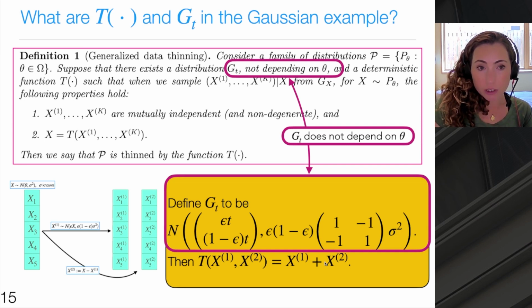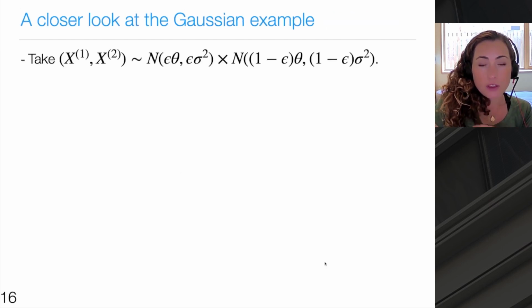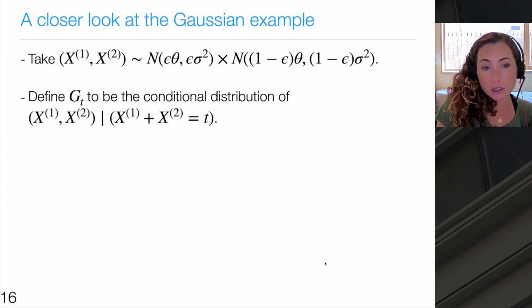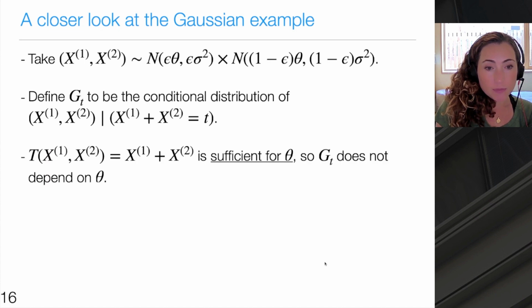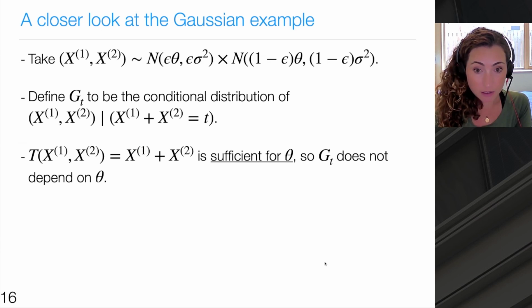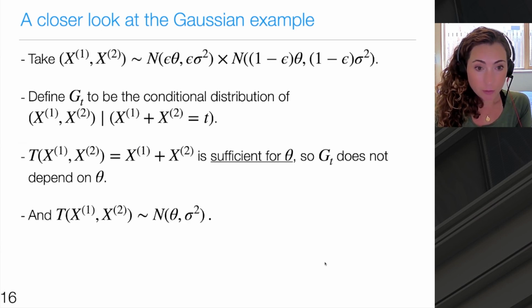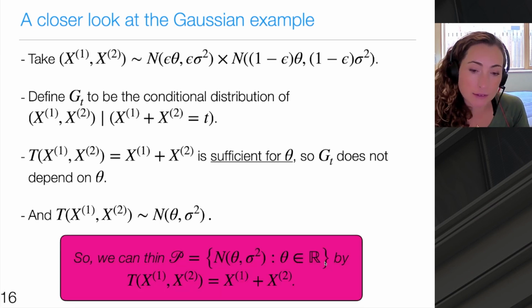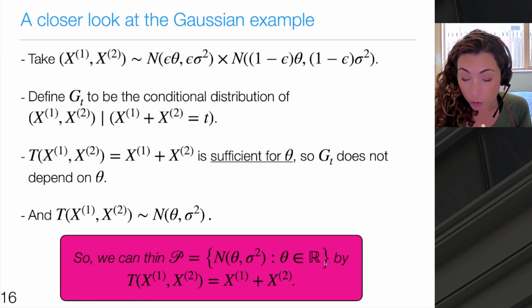So now we're going to walk through the recipe to do this. The way that we come up with this example is we say, well, I want x1 and x2 to be independent normals with these means and variances. And then I'm going to define g sub t to be the conditional distribution of x1 and x2 given their sum. And then I'm going to notice that the sum is sufficient for theta. What that means is that the conditional distribution does not depend on theta. And furthermore, the sum is itself distributed normal theta sigma squared. And so I can thin this normal distribution with unknown mean using the addition function.